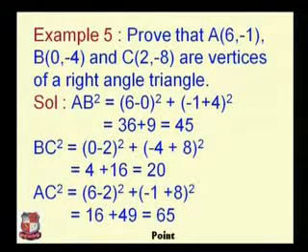Now we have to find out AC square. It is equivalent to (6 - 2) whole square plus (-1 + 8) whole square. So 6 minus 2 we get 4. Now 4 square is 16. Minus 1 plus 8 we get 7. Now 7 whole square is 49. So adding 16 plus 49 we get 65.